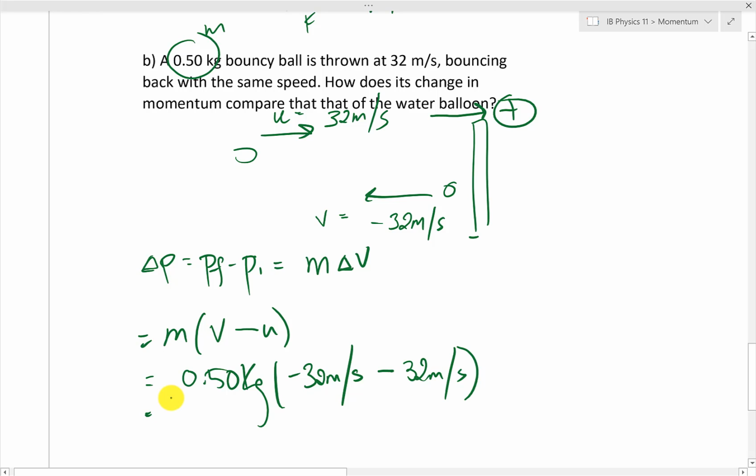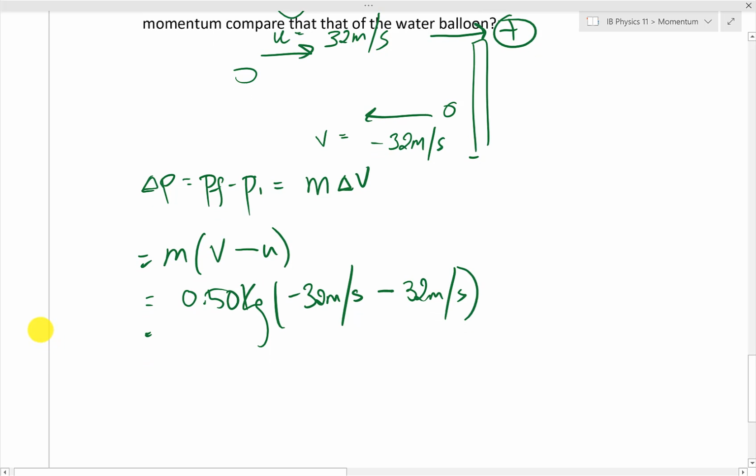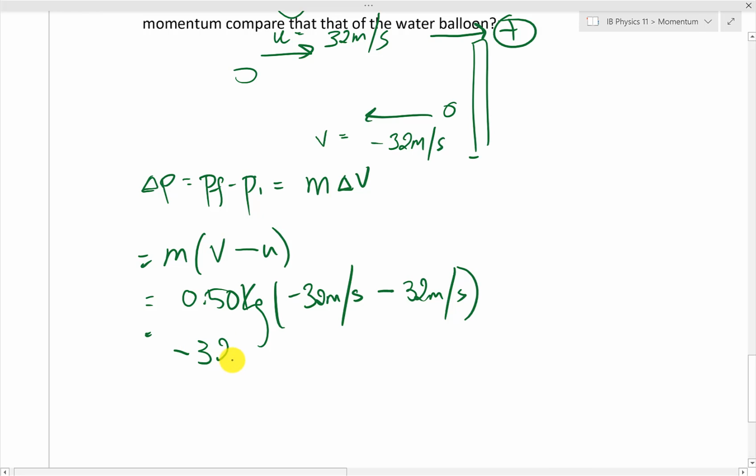A common mistake students will make in this problem is, instead of using negative 32 meters per second for the final velocity, they use a positive value, thinking, oh, it's the same speed. But remember, we're talking about momentum, in which direction matters, and the positives and negatives matter as well. So what they would have done is put a positive sign here, positive 32 meters per second, and again, a total change in momentum is 0. That's incorrect. Please don't forget the directions. So putting this into my calculator, I get negative 32, which is definitely not 0, okay?